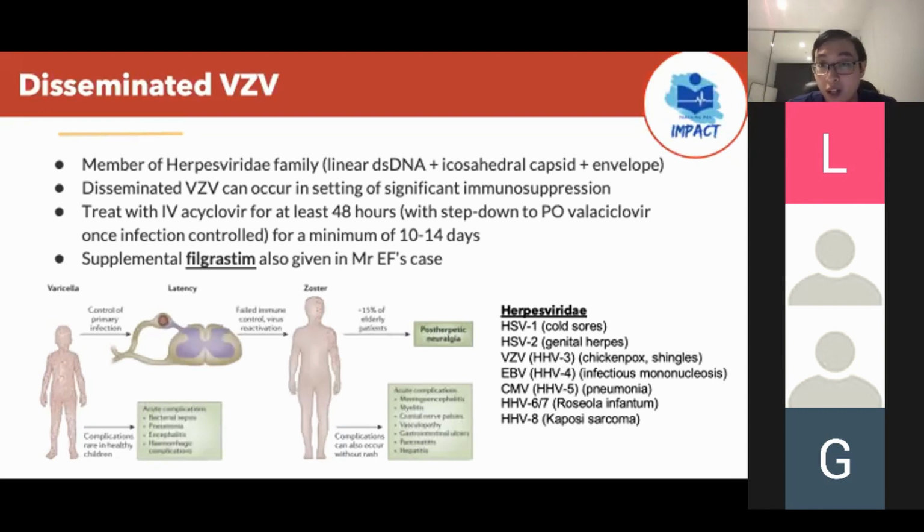And why might this patient have been given GCSF? Yeah, absolutely. As the name suggests, GCSF boosts granulocyte count. So it boosts not only neutrophils, but basophils and eosinophils. And indeed, after a couple of days of daily subcut injections of filgrastim, this patient's neutrophil count actually normalized. And theoretically, that would have assisted with the immune response against disseminated VZV.